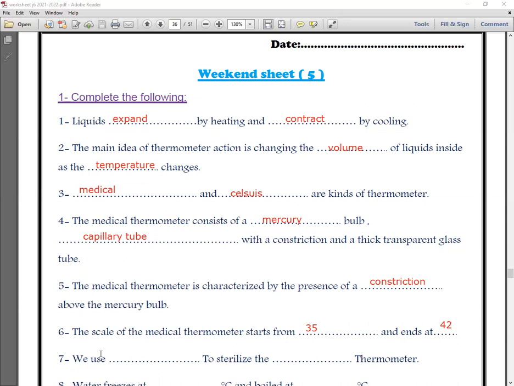Number 7, we use what to sterilize the medical thermometer? We use ethyl alcohol to sterilize the medical thermometer.